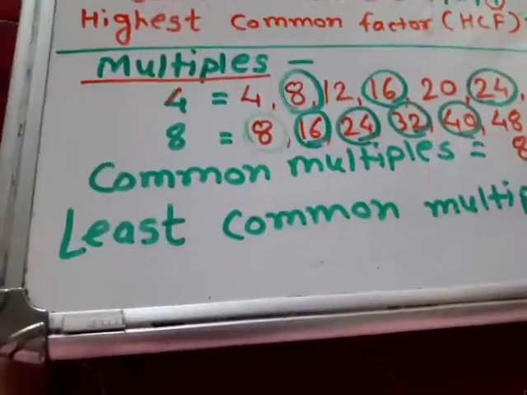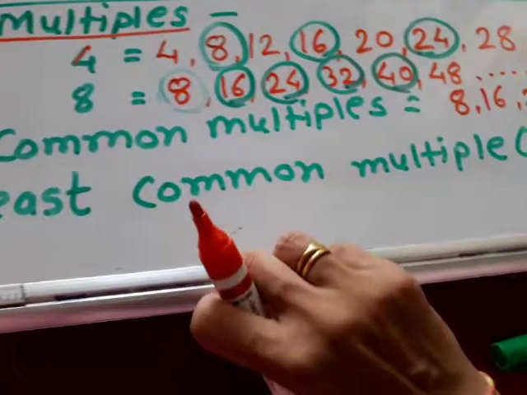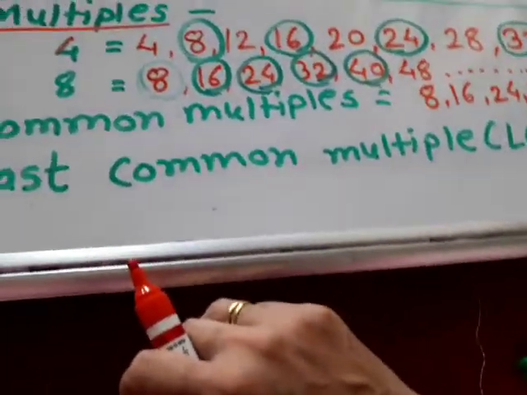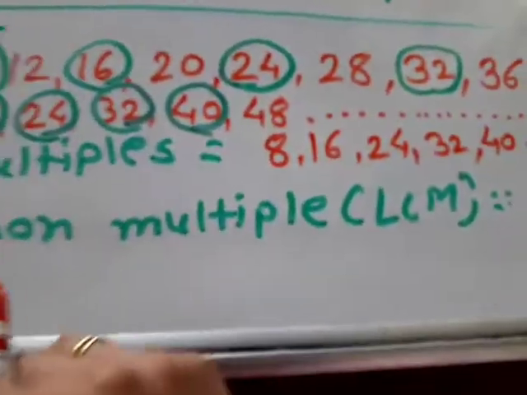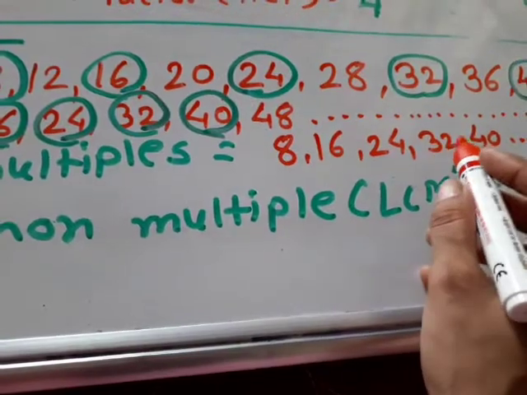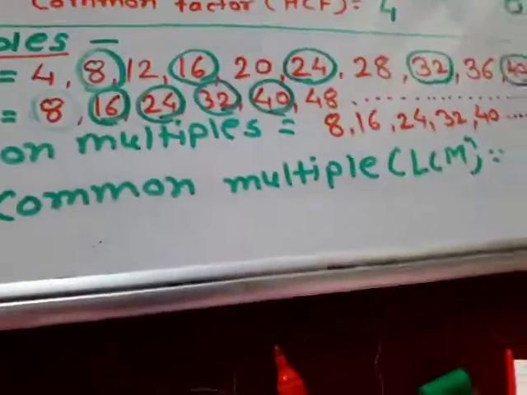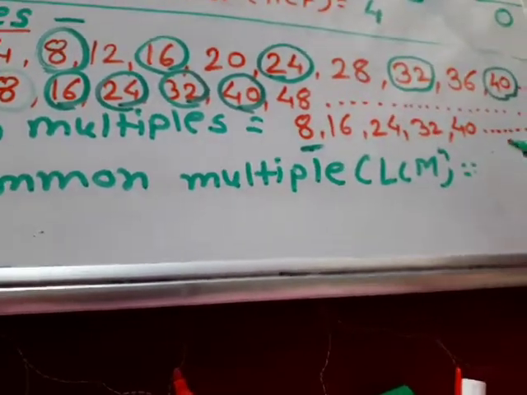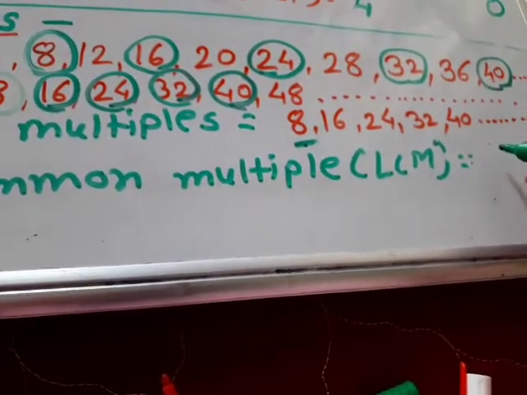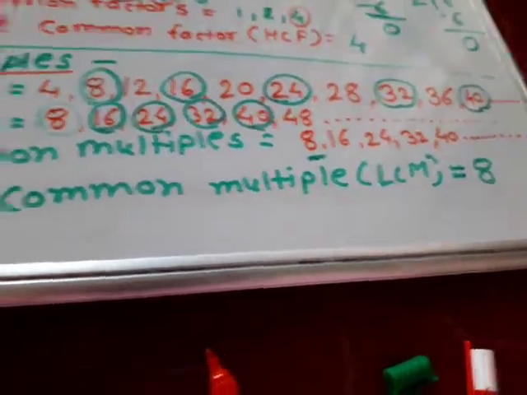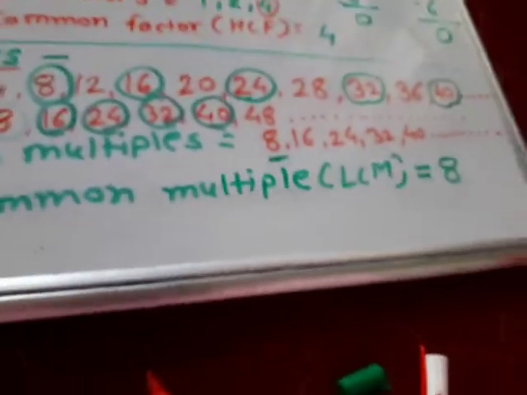Okay, now we find the least common multiple. Least common multiple means LCM. In LCM we find which is the least common multiple, that is, which is the smallest number. 8, 16, 24, 32, 40. So 8 is the smallest number. So the least common multiple of 4 and 8 is 8. In this way, you find the LCM, means least common multiple.